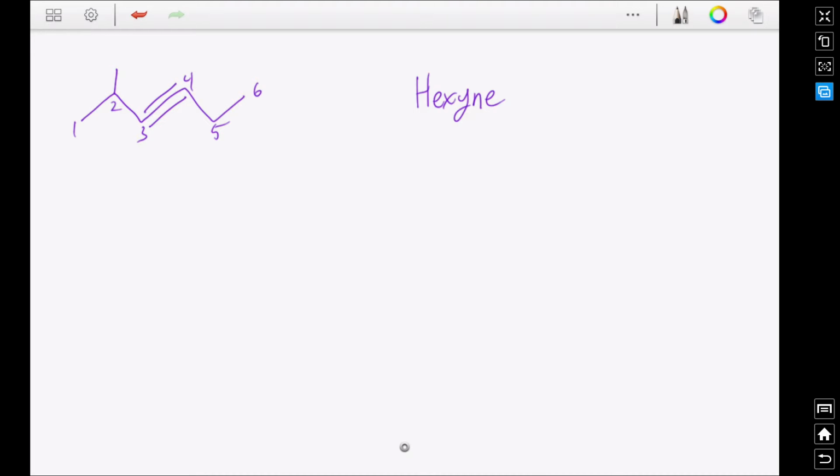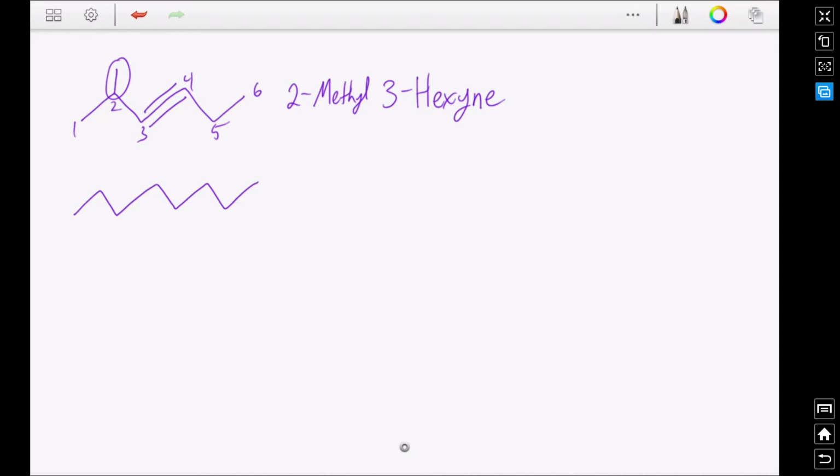The triple bond appears at the 3-carbon. And we have a methyl branch, and that is appearing at the 2-carbon. So this is 2-methyl-3-hexyne. And that is how we would name that. All right, let's try another one.